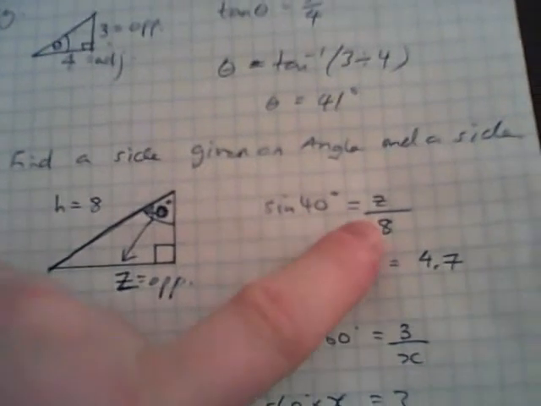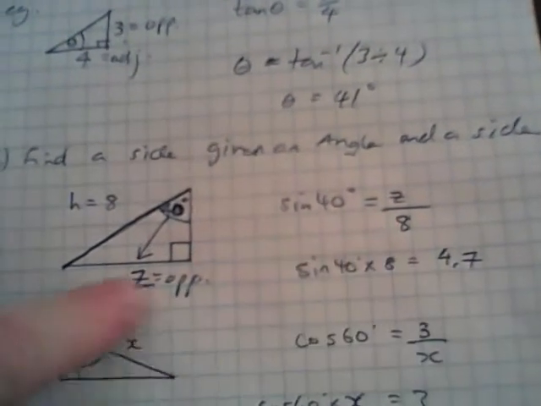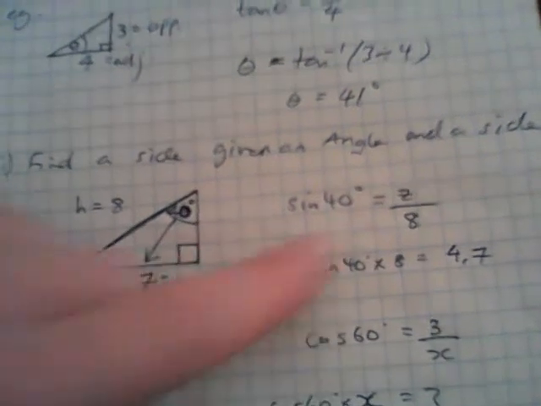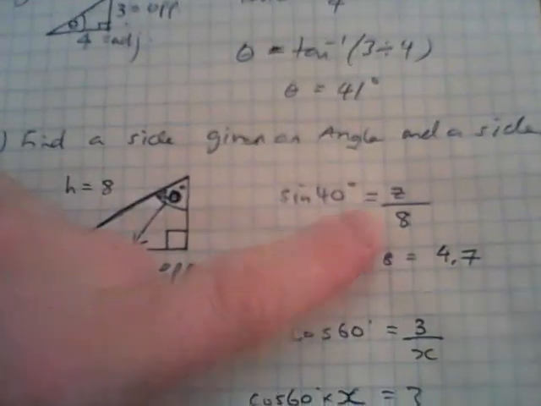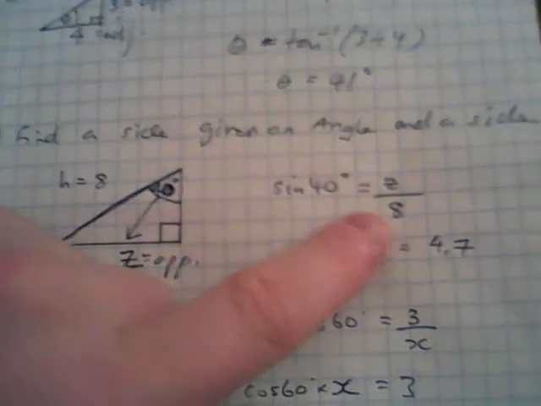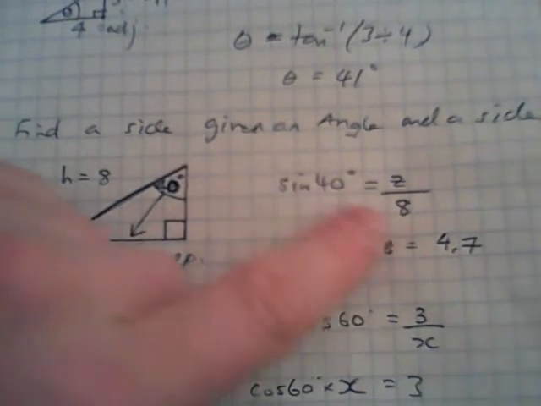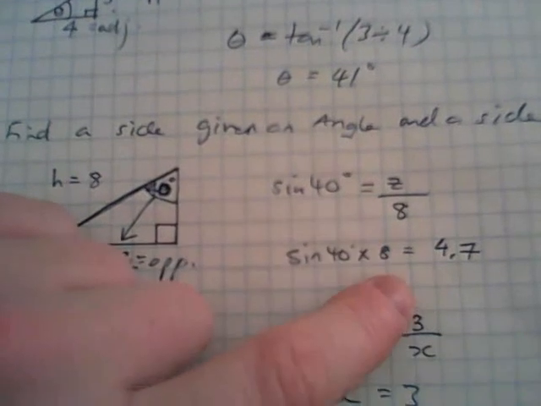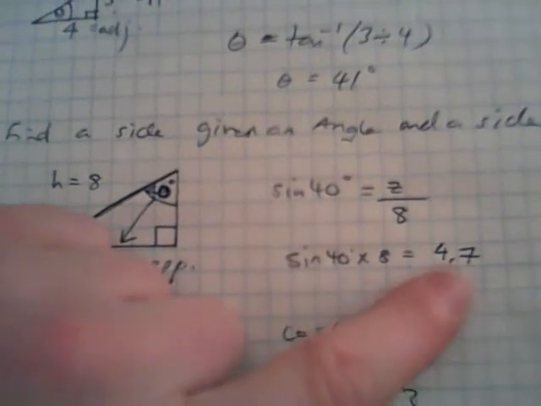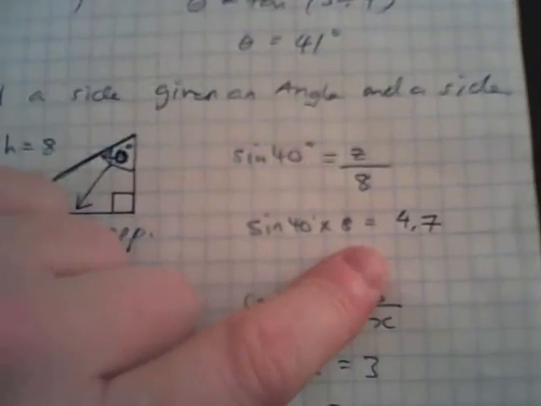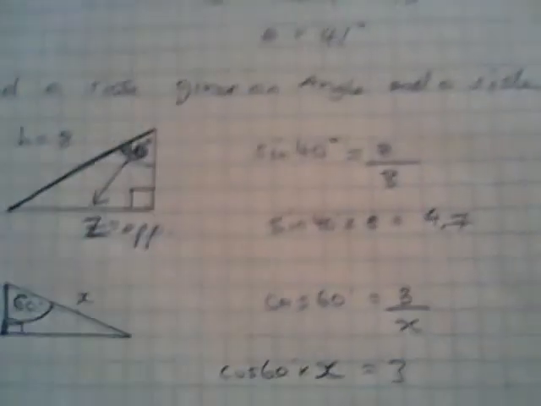Sine 40 equals, in this case, z over 8. I don't know what the opposite is, so I've called it z here. So z over 8 is the opposite over hypotenuse ratio. In order to isolate z, I'm going to have to multiply by that 8. It's kind of a cross multiplication, or you can think of it as multiplying both sides by 8, so that I just have z on the right side, and that gives me this result, 4.7, again with rounding going on there.